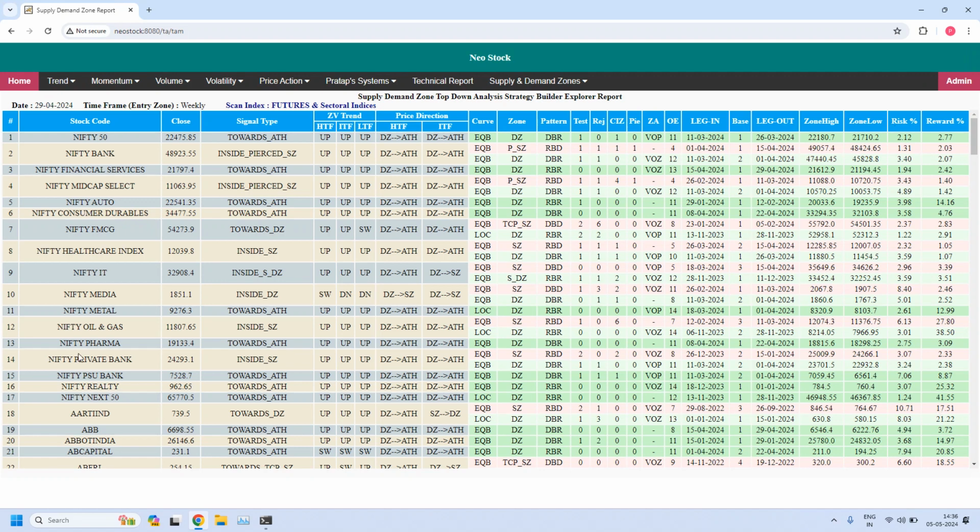In this report, the first 17 are indices, sectoral indices, and the remaining are all equity stocks listed in the F&O segment. I keep on scrolling this list, giving you only a few seconds. So if any of your favorite stocks you want to refer to, please pause the video. Okay, I'm scrolling down.